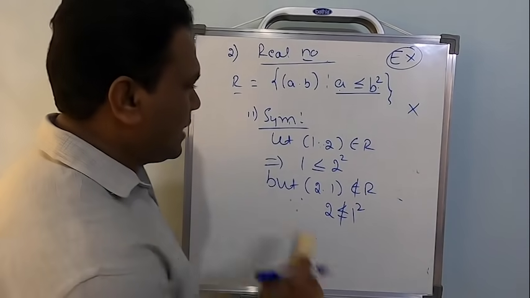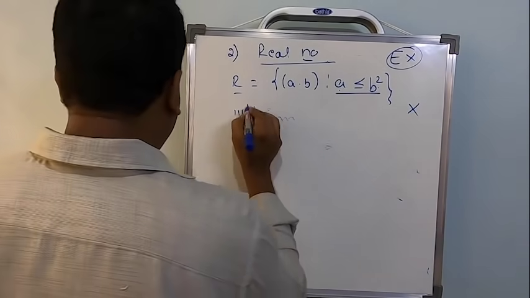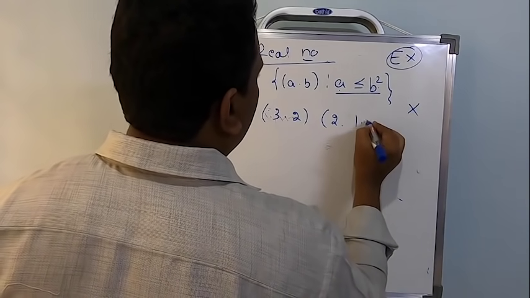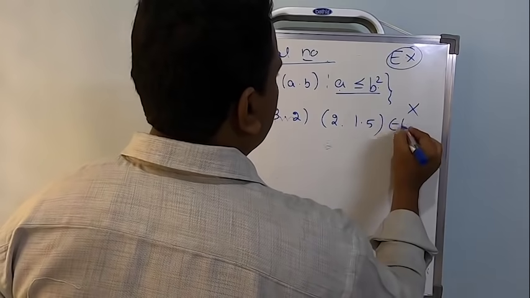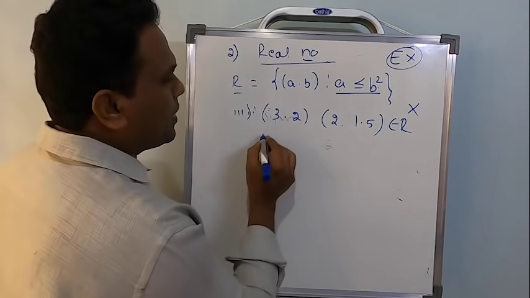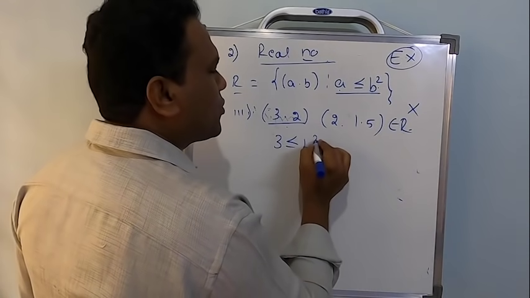Now the next one, let's go for transitive. To discuss transitive, I will take (3, 2) and (2, 1.5) belonging to R. Why this has to be taken, you will see later. This belongs to R means, is it true that 3 is less than or equal to 4 square?